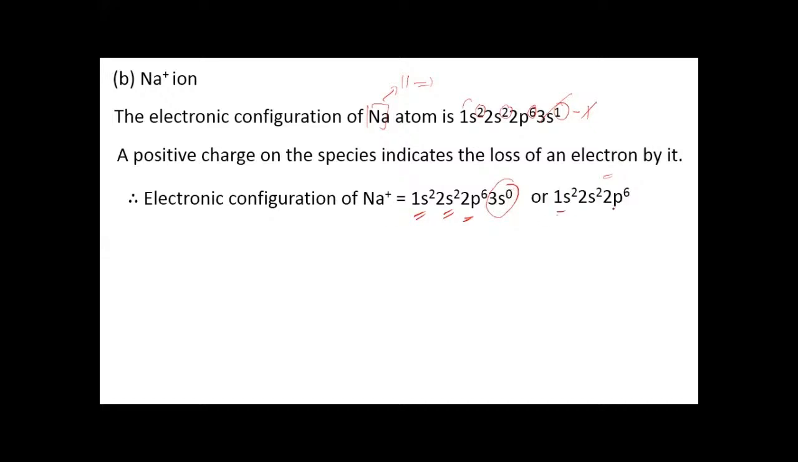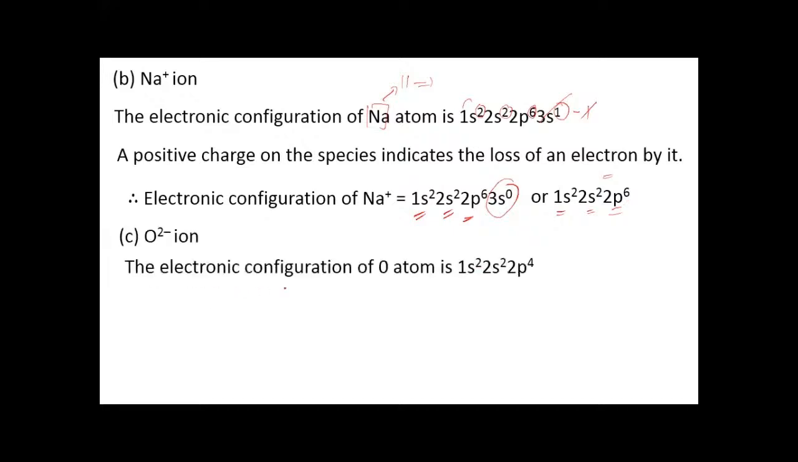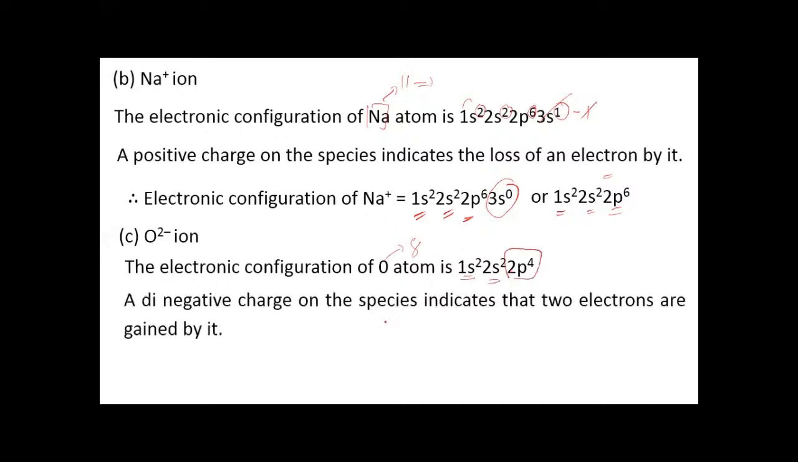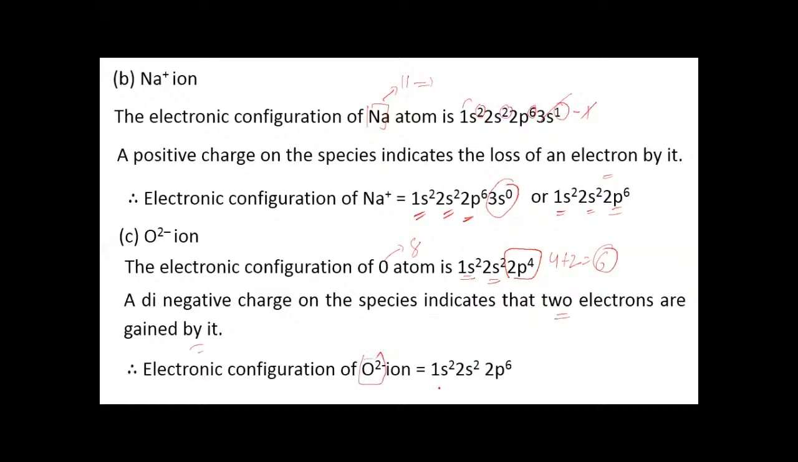Okay. Now in case of O2 minus ion, the atomic number of oxygen is 8. So the electronic configuration of the O atom is 1s2, 2s2, 2p4. Here the di-negative charge on the species indicates that 2 electrons are gained by it. So 4 plus 2 is 6. In case of O2 minus, the electronic configuration will become 1s2, 2s2, 2p6.